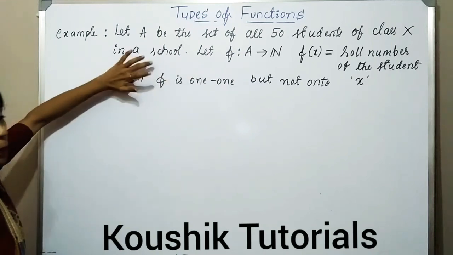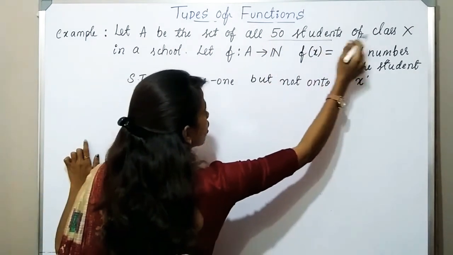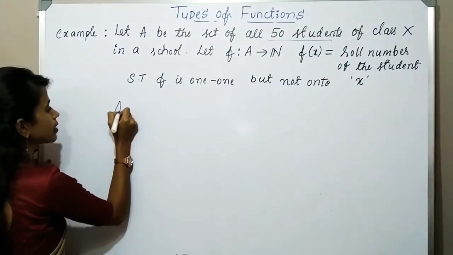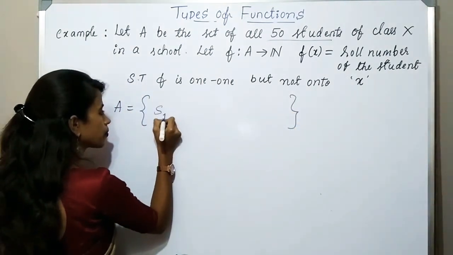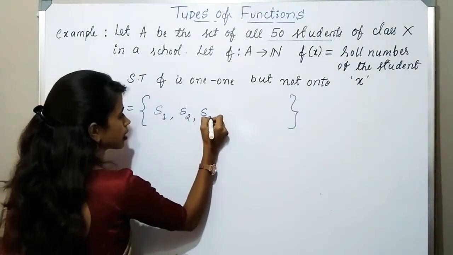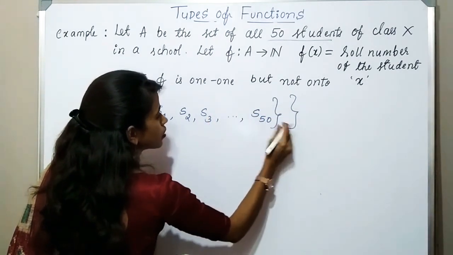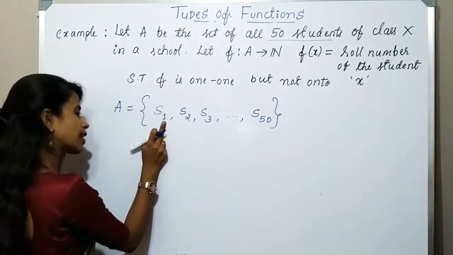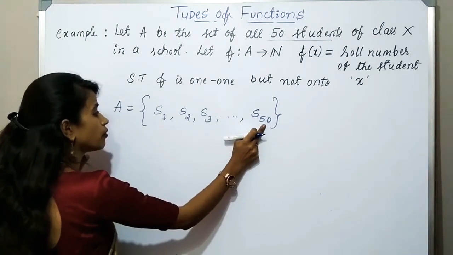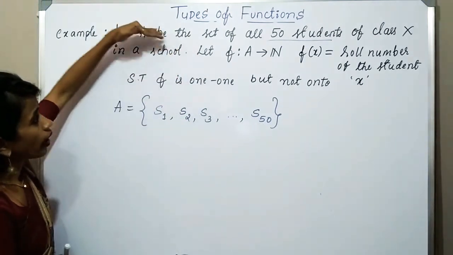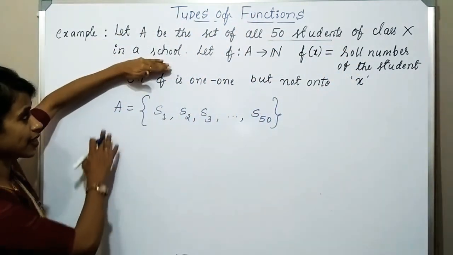That is the first example problem. Let A be the set of all 50 students of class 10. So A is the set of all 50 students, say S1, S2, S3 up to S50. So there are 50 students. S1 stands for student 1, S stands for student. Here S50 stands for the 50th student. So A is the set of all 50 students of class 10 in a school. That is the set A.